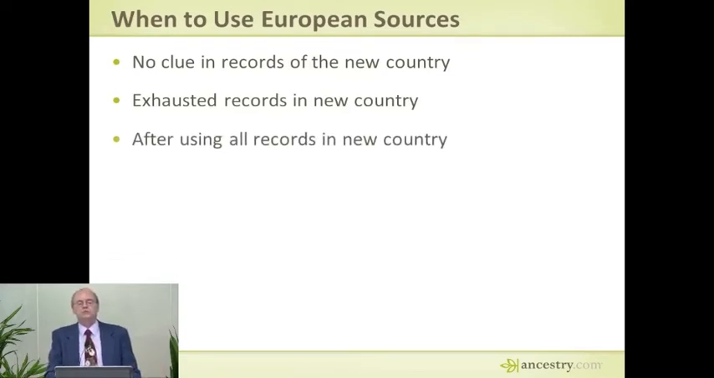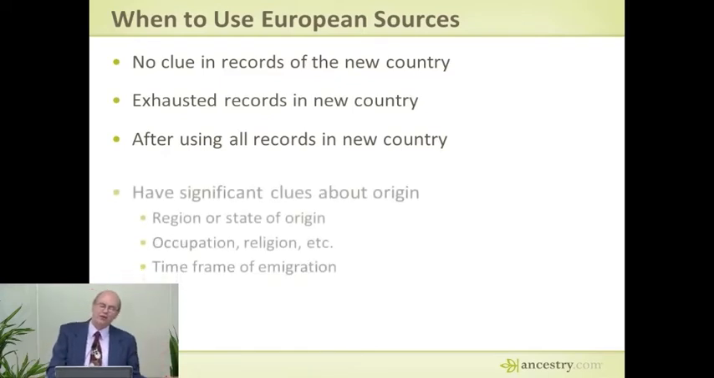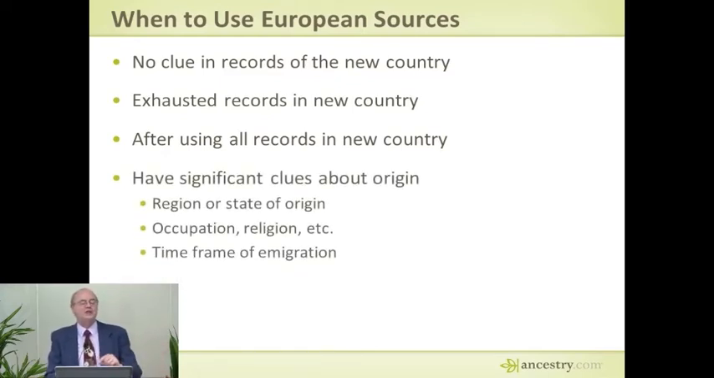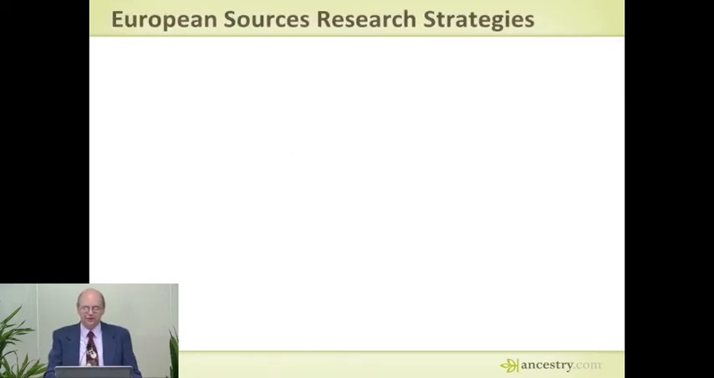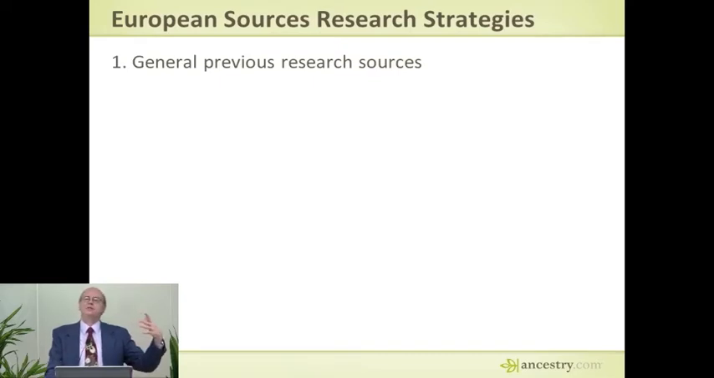So, to reiterate, after you've used all the records in the new country and you have significant clues about their origin, then it's time for you to consider these strategies. Number one, again, as I talked about on the U.S. side, consider the general previous research sources for that country. For instance, the website GeniaNet is a great set of electronic family trees for European trees, particularly French and Germanic trees. It's a source most Americans don't look at.